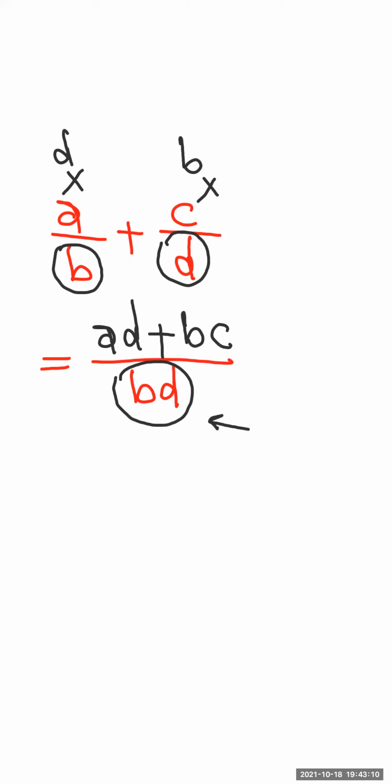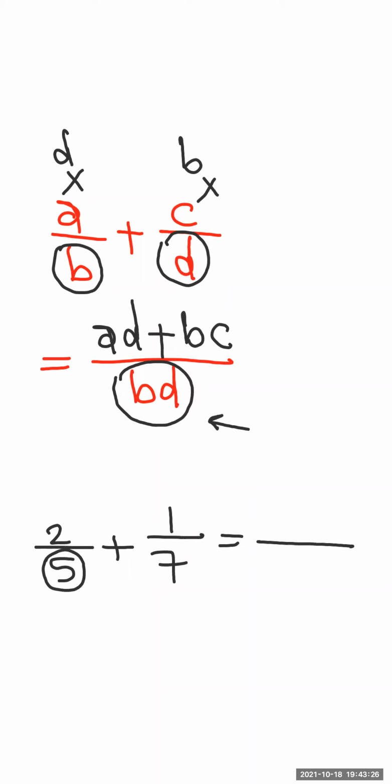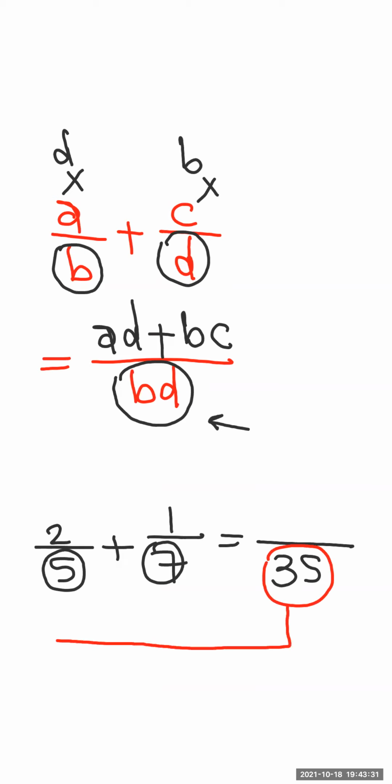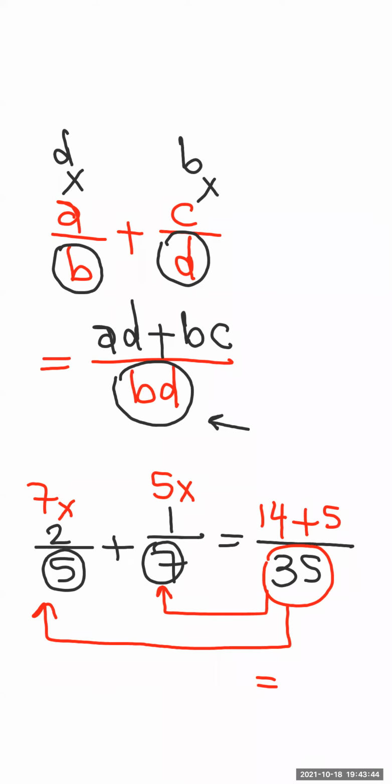Let's solve a numerical example so that we can understand this rule very well. If I want to add 2 over 5 plus 1 over 7, as we said, the first step is to multiply the two denominators: 35. Now divide 35 by 5, it equals 7, times 2, 14, plus divide 35 by 7, it equals 5, times 1, equals 5. So it will equal 14 plus 5, 19 over 35.